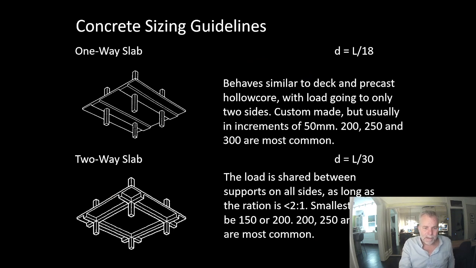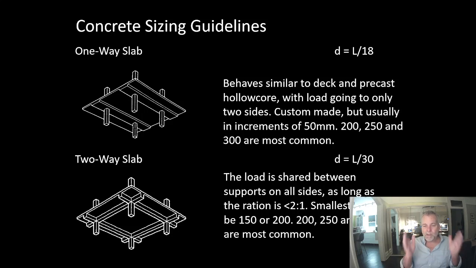Some cast in place sizing. One-way slabs, something around L/18. A one-way slab is a slab that has a dominant strong direction, with walls or beams and the slab spanning the other direction. Roughly L/18 is a decent rule of thumb.